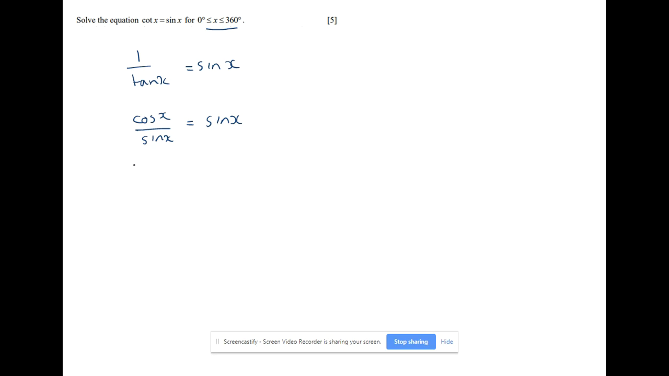What we can now do is multiply through by sine x, so we end up with cos x equals sine squared x. Now at this stage we're dealing with sine and cos, so we're going to have to try and replace one of these. Remember that one of our other identities is sine squared x plus cos squared x equals 1, which means that sine squared x is equal to 1 minus cos squared x. So we can sub that into there.